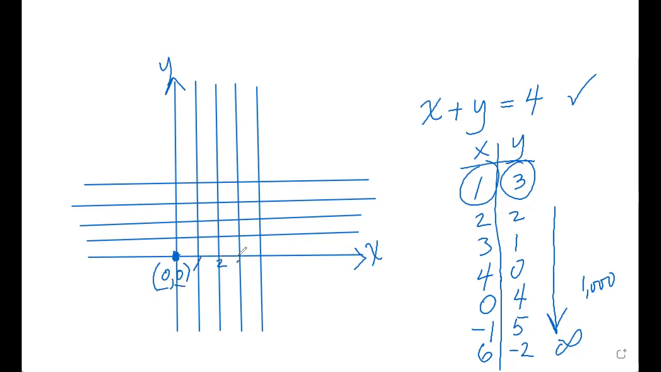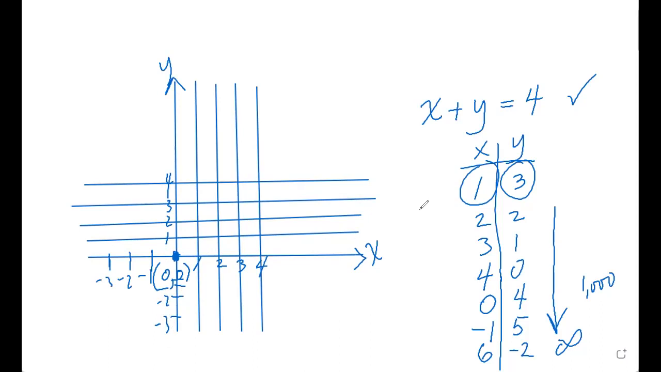Okay, this is 1, 2, 3, 4. As you go up, it's 1, 2, 3, 4. Now you go to the left, it's going to be minus 1, minus 2, minus 3. And when you go down, it's minus 1, minus 2, minus 3. Okay, so that is the graph.